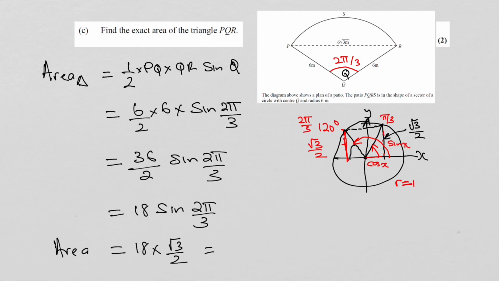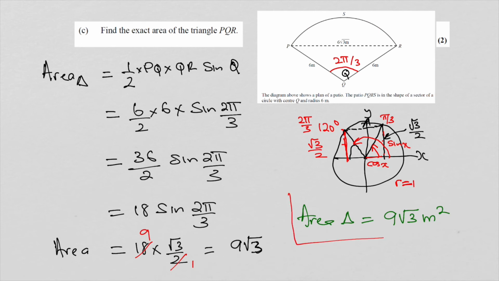And that would become 9 root 3, because the 2 cancels here, 1, and 2 goes there, 9. So the area of the triangle is 9 root 3 meters squared. And that's the answer we're looking for.